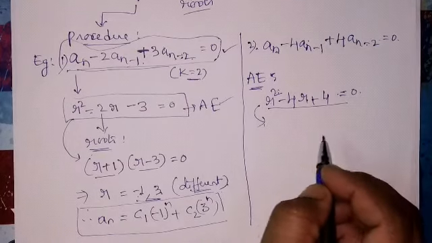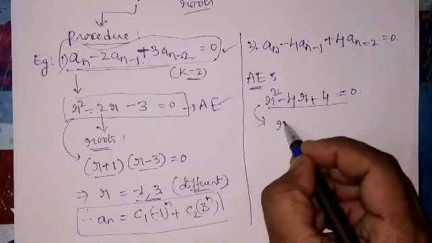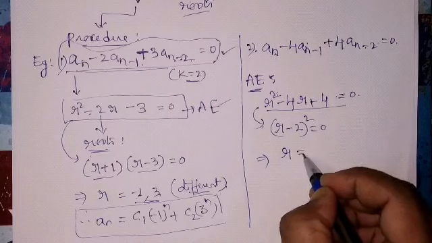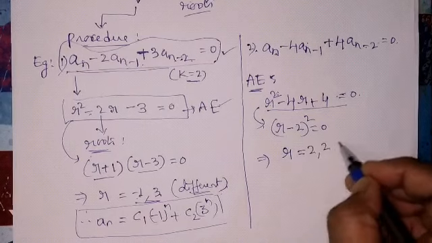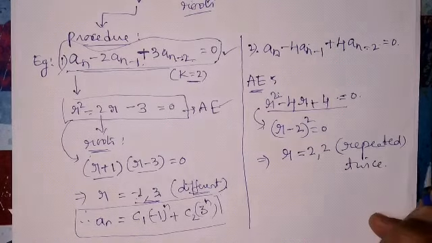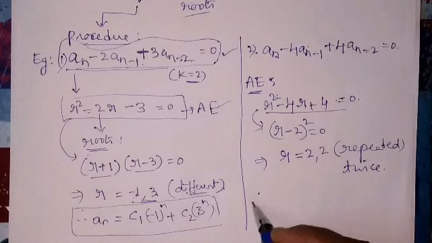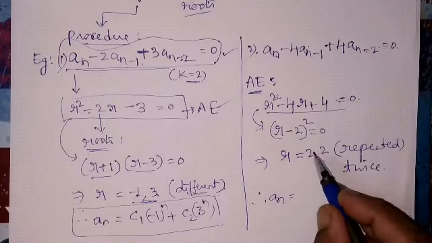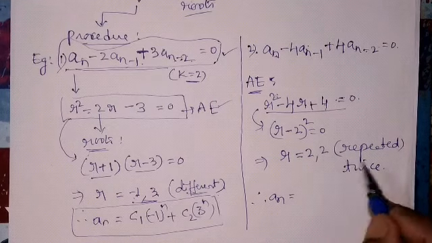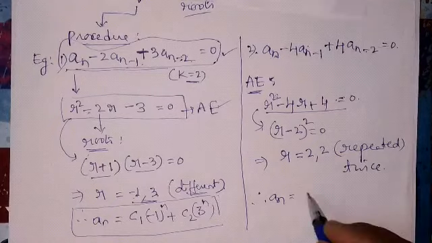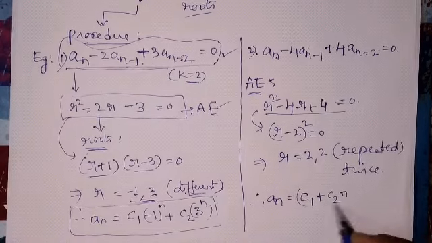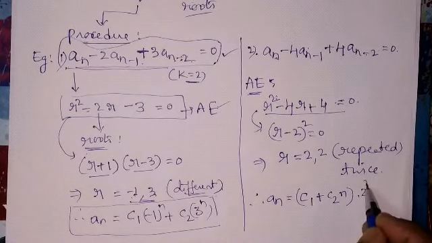When this is solved for the value of r, clearly we can write this as (r minus 2) whole square equal to 0. So that we have the value of r as 2, 2. It is repeated twice. Since the value of r is repeated twice, we can write the corresponding solution. The roots are 2 in number, so 2 arbitrary constants have to be chosen again. We write accordingly by the rule (c1 plus c2 n) into 2 power n.